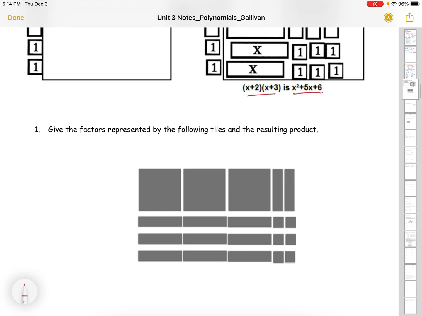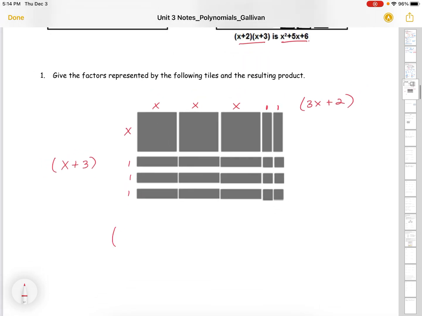So we have to kind of break this down. So what are the factors representing the following tiles? Well, this would be an x, that would be an x, that would be an x. The big long ones are x's. This would be a 1. This would be an x, this would be a 1, 1, 1. So across the top, we have 3x plus 2. And down the side, we have x plus 3. So this is showing us the multiplication of 3x plus 2 times x plus 3.